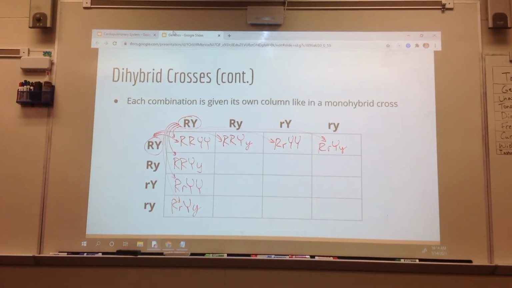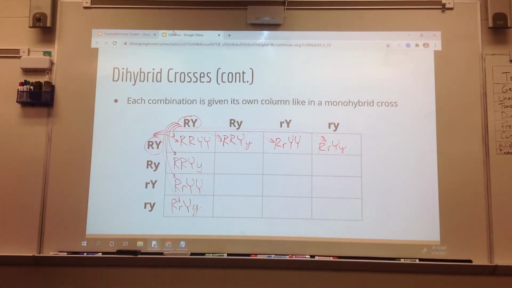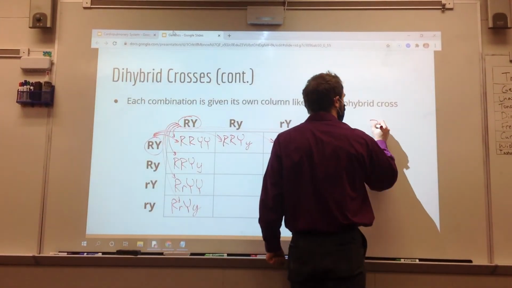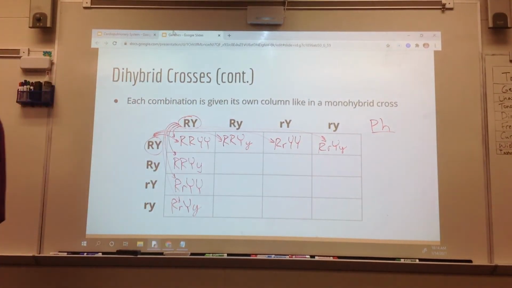Should we go through the rest of it? I think you got it. Okay, so again, you follow your rules, you should end up with 4 letters in each box, and from here you can then calculate your phenotype ratios.